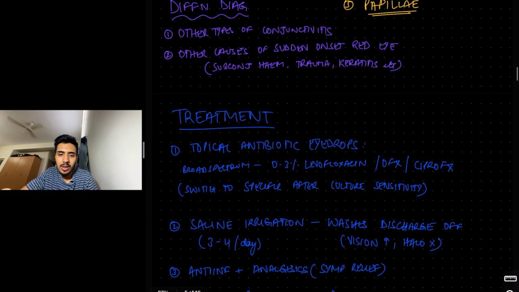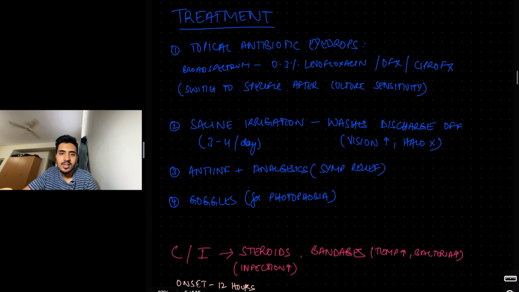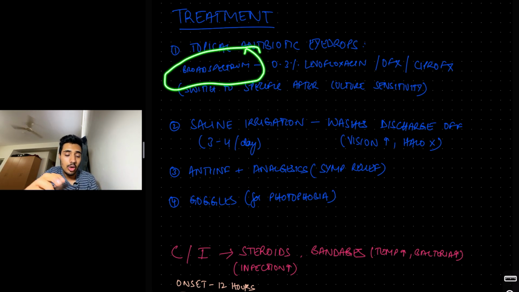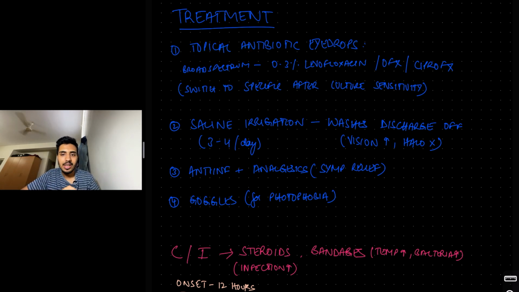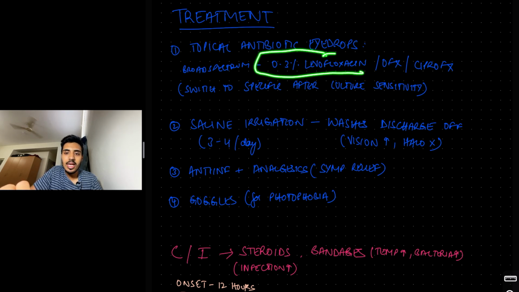Now, the treatment of acute mucopurulent conjunctivitis, simple. Before you get to know which organism it is, you have to start them on broad spectrum antibiotics. So topical antibiotic eye drops. Always the topical antibiotic eye drops that you prefer are 0.3% fluoroquinolones like levofloxacin, ofloxacin, ciprofloxacin.